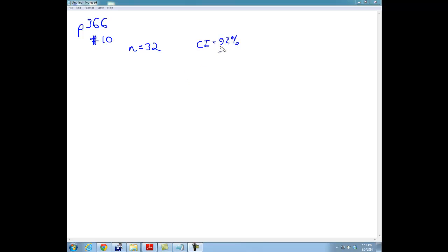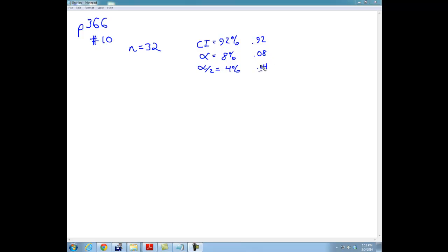So the first thing we need to do is figure out what this means for us here. Normally we've dealt with 95, 99, and 90%, but this is the first time dealing with something that wasn't on there for one of these confidence interval problems. Well, my alpha is going to be 8%, which means my alpha divided by 2, since this is a two-tailed test, is going to be 4%. Now, if I change all these over to decimals, this is 0.92, 0.08, and 0.04.